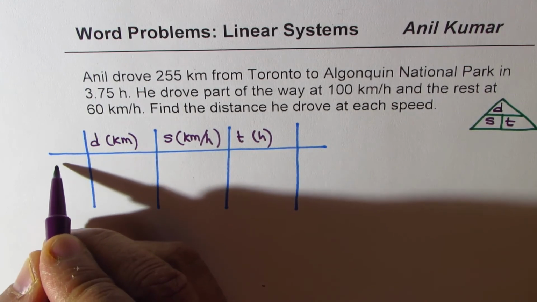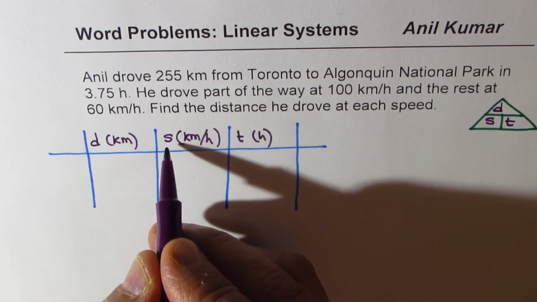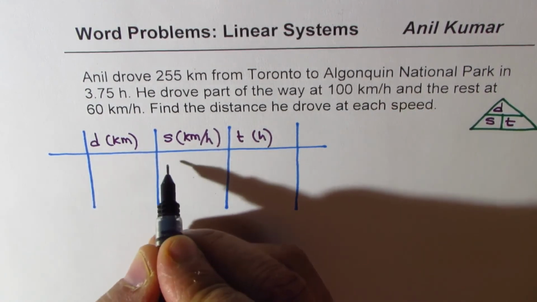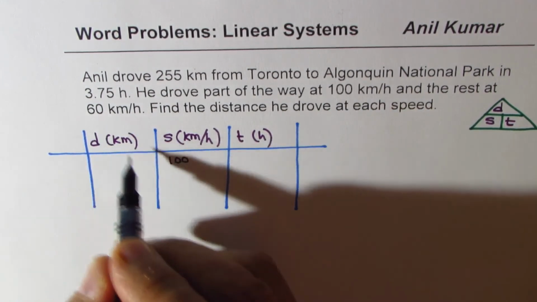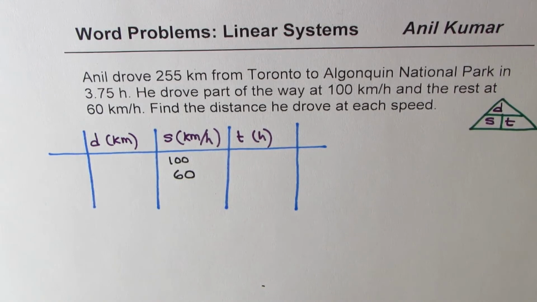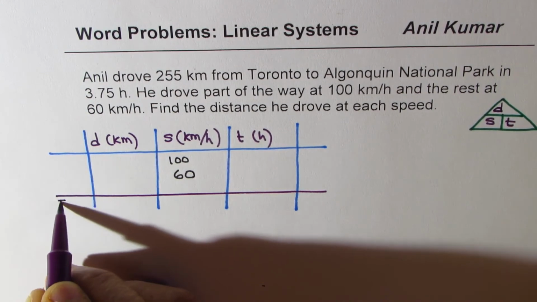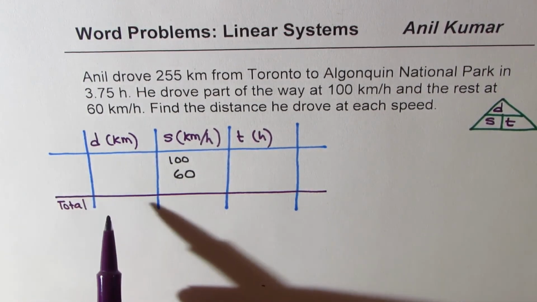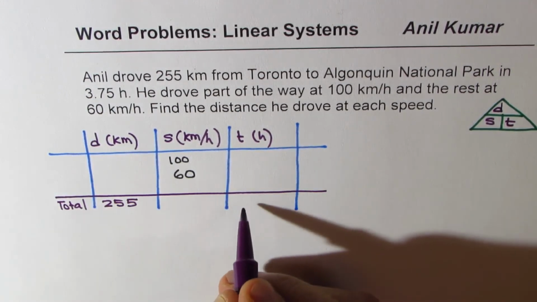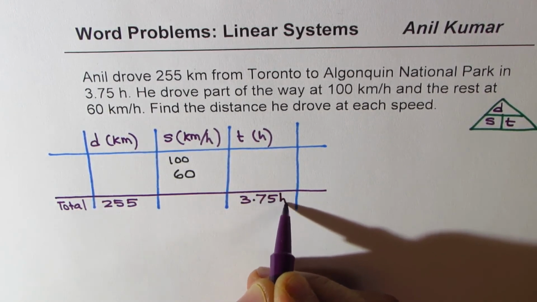So we can write here that it is part generally in these two. So we are given speed. Let me write down the values in the table. We are given 100 kilometers per hour as one speed. The other one is 60 kilometers per hour. And what else are we given? We are actually given total distance and total time. So let me call this column total. So here we are given total distance of 255 and total time of 3 hours. I should write 3.75 hours, right? 3 and 3/4.